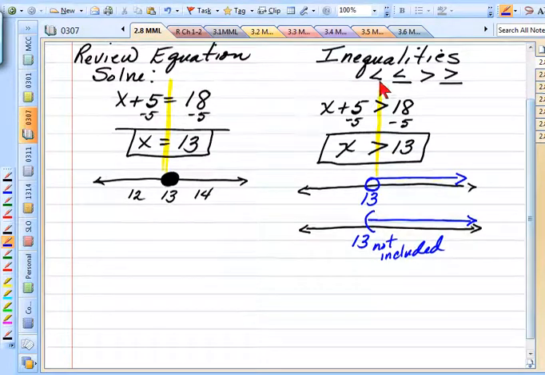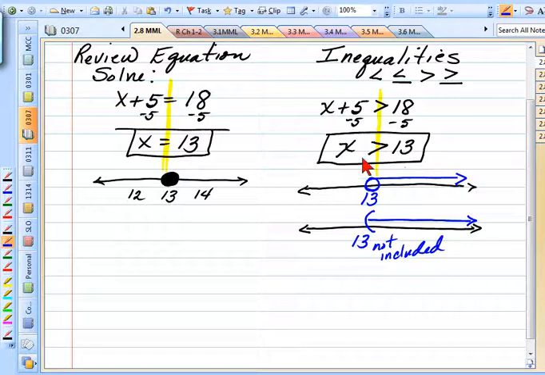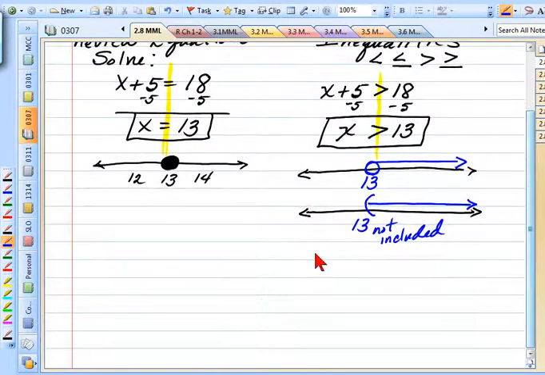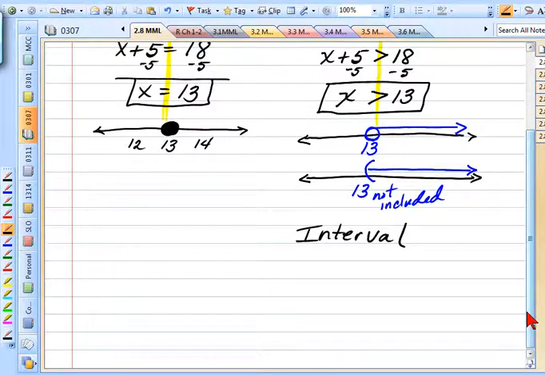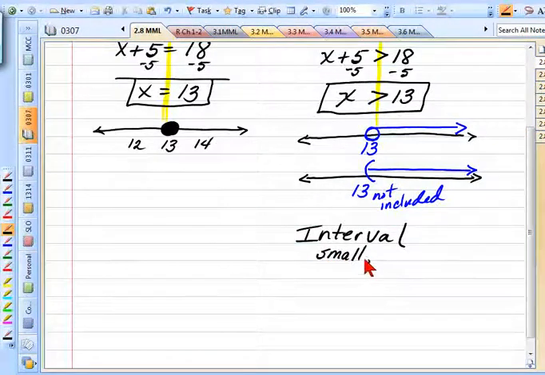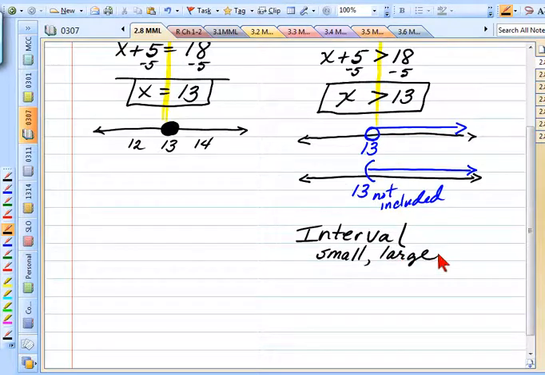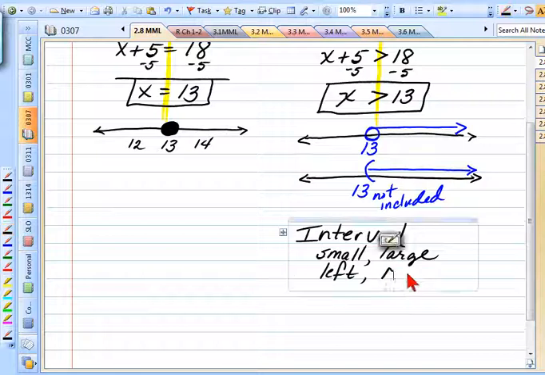Now, you've got your answer as an inequality. You've got your answer as a number line. There is a third way to write the answer, and the third way is an interval. An interval is a way to write a little piece of the real numbers. When you write an interval, you put from small to large. You put from left to right. Always.